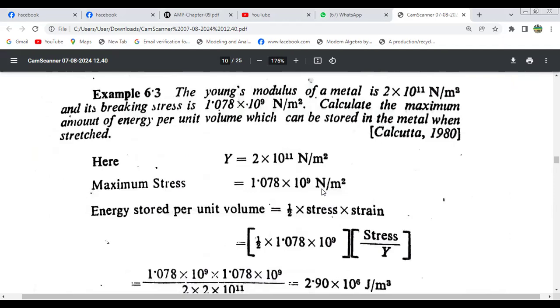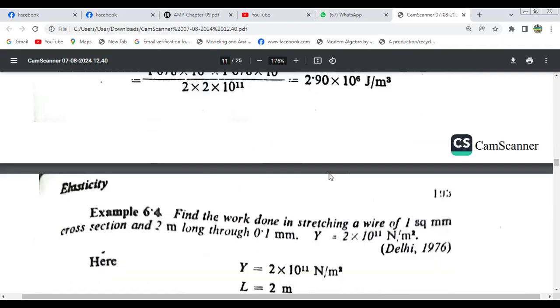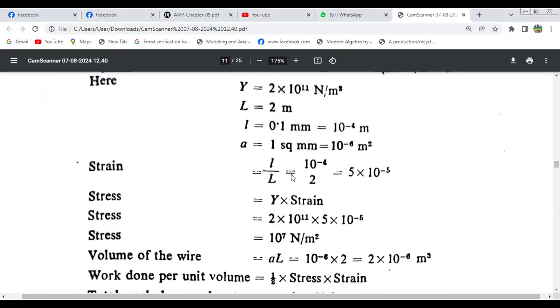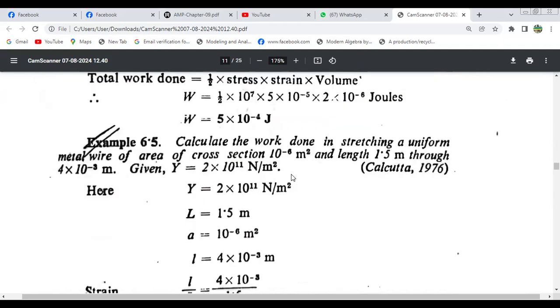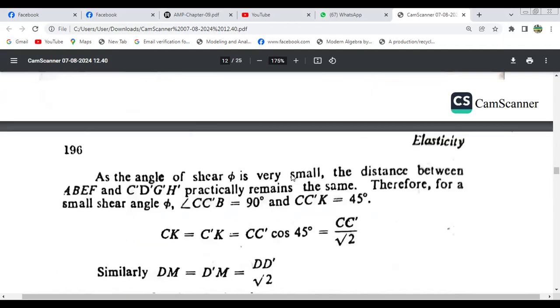Similarly, we can solve some real life examples and find out the energy per unit volume which can be stored in the metal when stressed. So given Young modulus, the maximum stress is this. So energy stored per unit volume, we have derived this formula. So just putting in the values, we get the result. Similarly, we can find out also the work done. The unit will be joule.